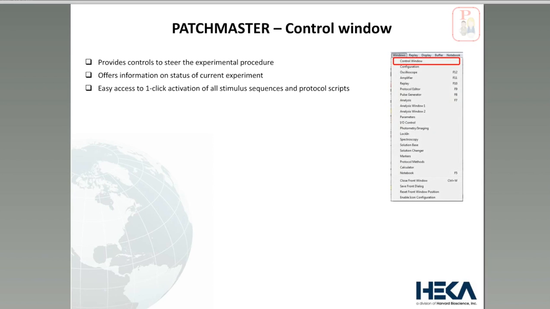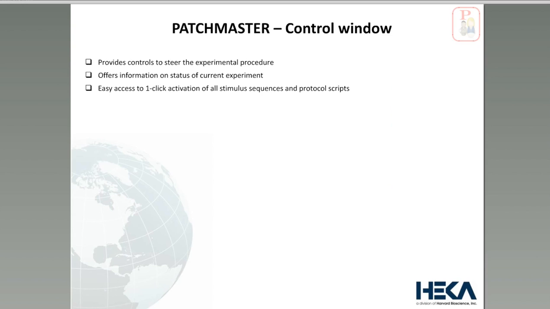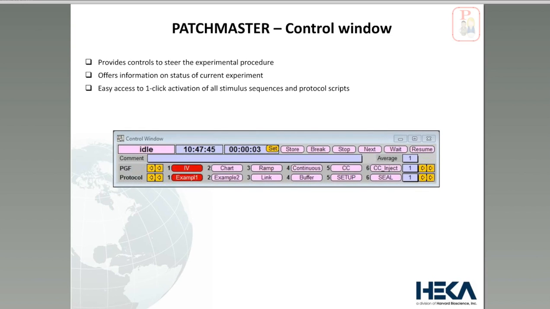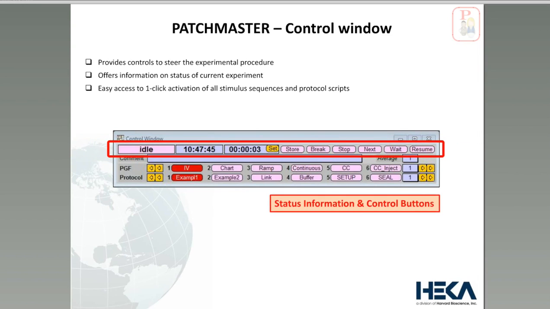The control window, if it is closed by accident, it should be open all the time in my opinion. You can reopen it basically by pressing on control window here in the Windows menu. This opens then the control window, and this is how it looks. And it's very straightforward, and nothing too difficult to explain here.